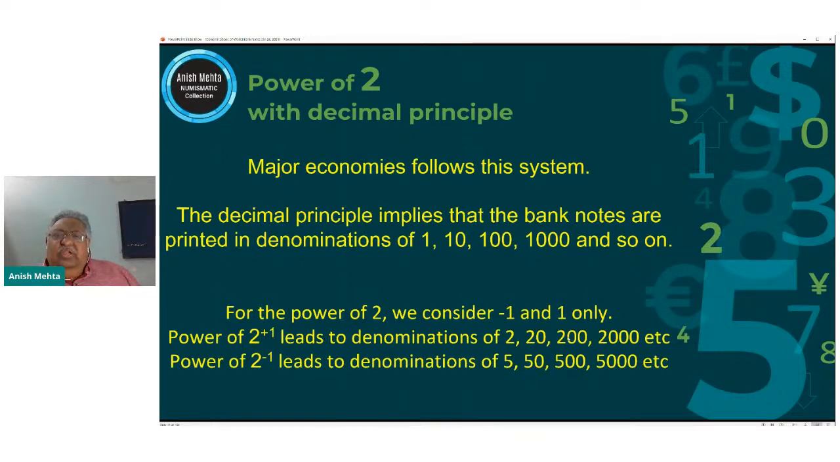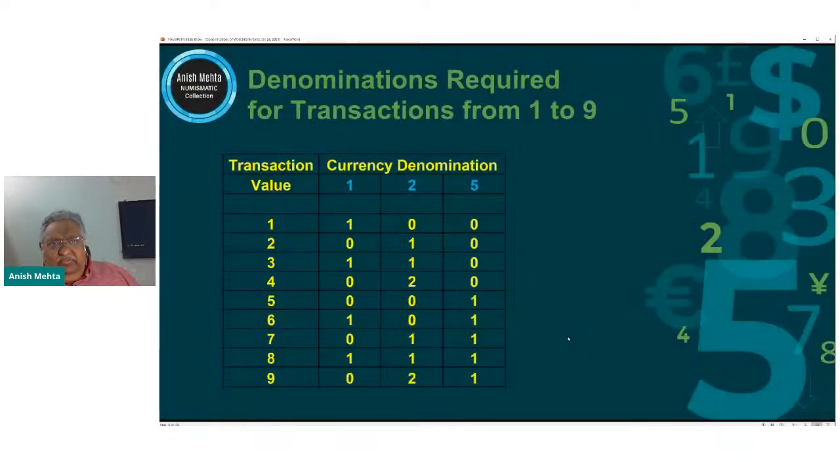Now, how does it really materialize is something which I will explain. When you try to do a transaction with a denomination between 1 to 9, you have currencies of, say, 1, 2, and 5. If you want to do a transaction of 1, you just need one banknote of denomination 1. If you are doing for 2, you need one banknote of 2. For 3, you can have one each of 1 and 2.